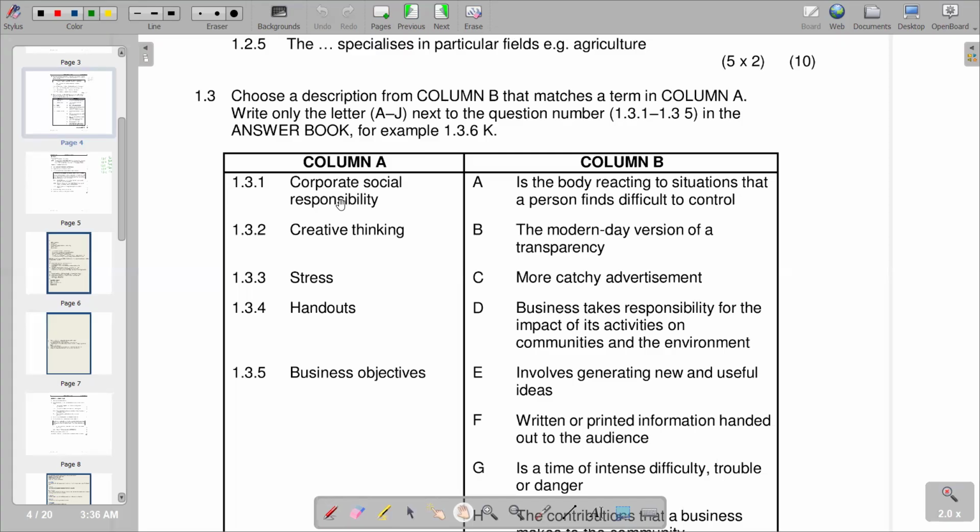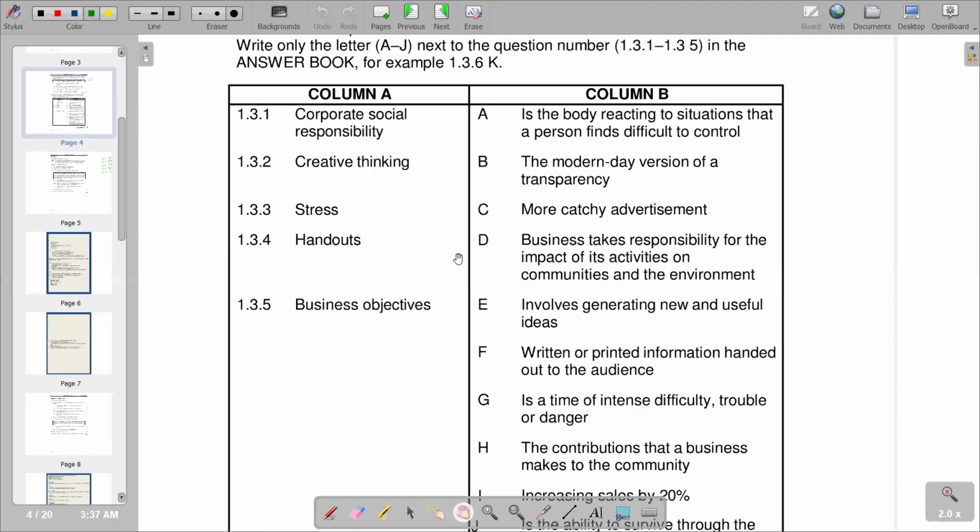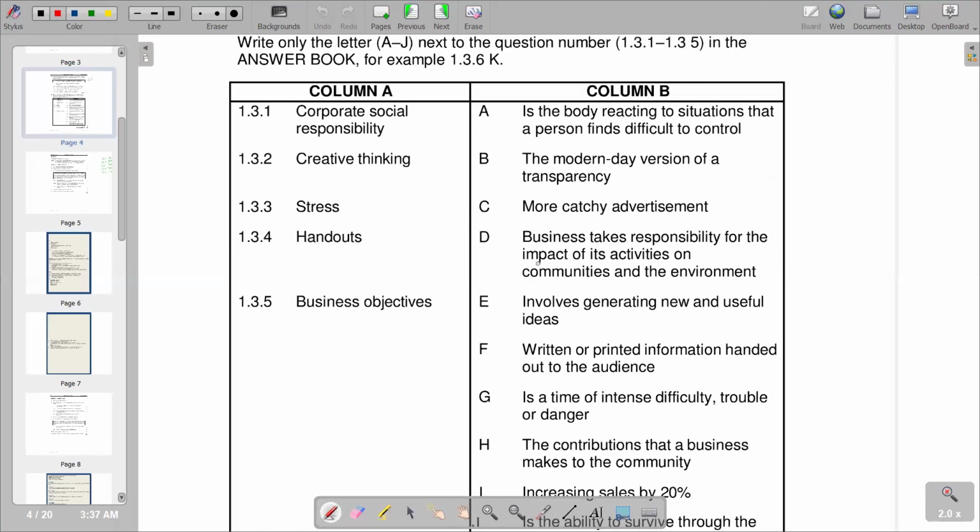Corporate social responsibility, but we know that this is the involvement of the business in the affairs of the environment in which they are operating, or the society that they are operating in, the input that they give to that society. So we have responses there and we just have to pick which explanation is the term corporate social responsibility. If you go down, we can go to our D, which is saying a business takes responsibility for the impact of its activities on communities and environment. So basically, this becomes the appropriate explanation that we have.